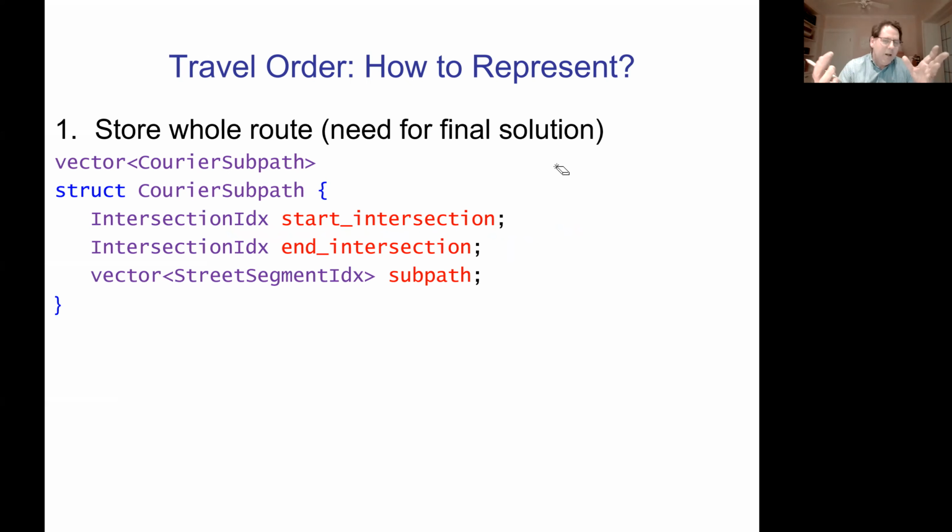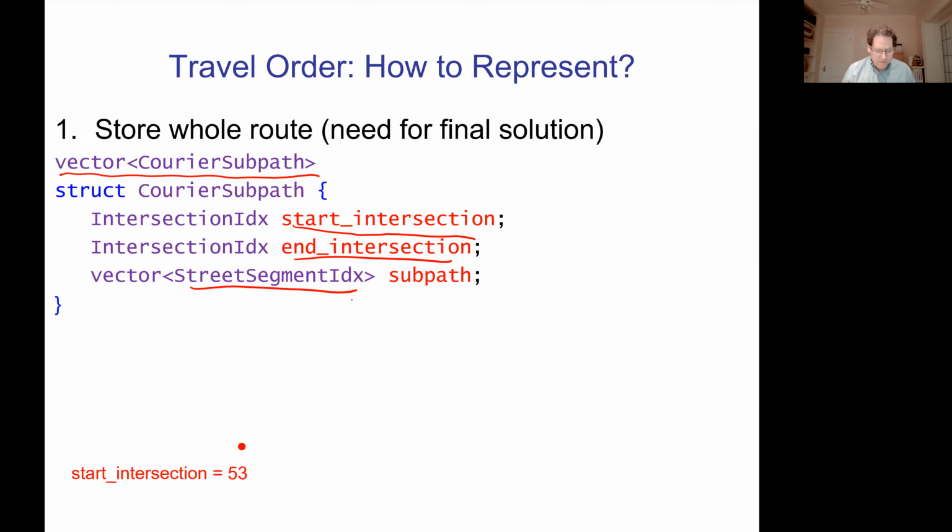I'm drawing how we might change the delivery order, but your computer program can't draw this stuff. It needs to store it in some way. So one way we could store our solution is to store a complete solution for everything we evaluate. What you have to eventually return to the unit tests is a vector of what we call courier subpaths. A courier subpath is a structure with three things in it: a start intersection, an end intersection, and a sequence of street segments. So what does that mean? A subpath looks like this.